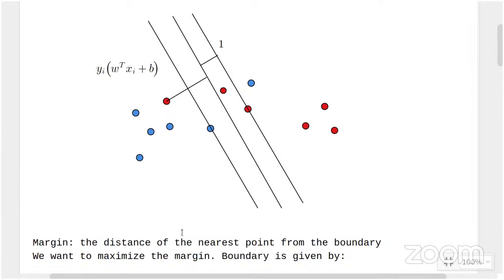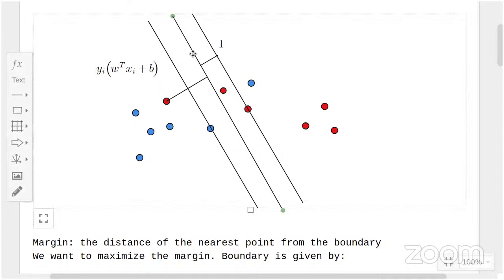Classification is just the sign of W transpose X plus B, right? So the bounding planes do not come into the picture while predicting the class. It is only the decision boundary which counts.